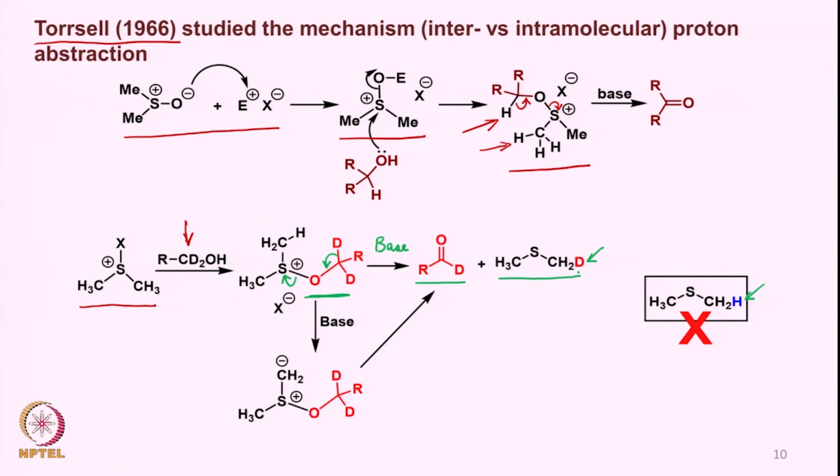So, the mechanism that was proposed is that the base picks up the proton from here, generating a negative charge of this type, and this undergoes an intramolecular abstraction of the deuterium. Then it forms the corresponding ketone, and of course the dimethyl sulfide containing one deuterium.